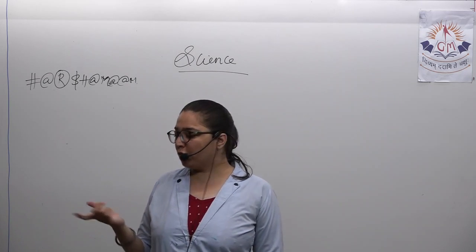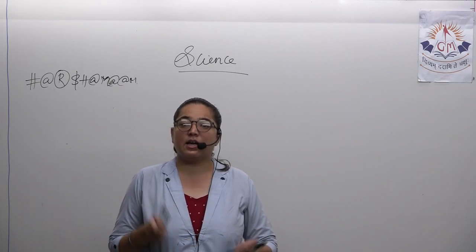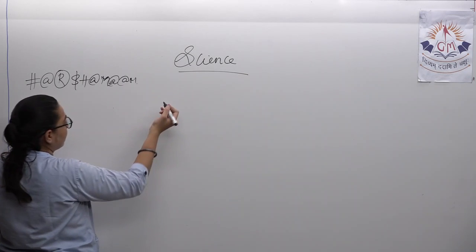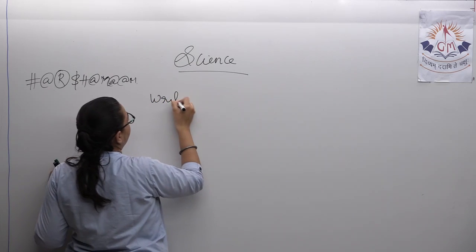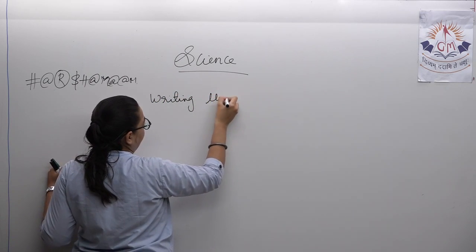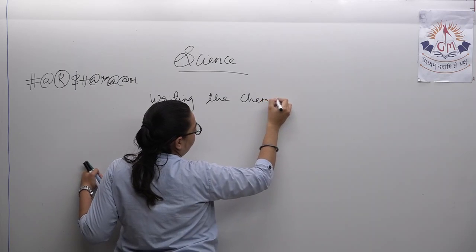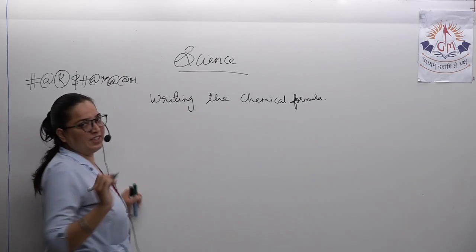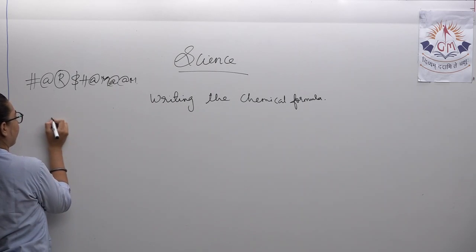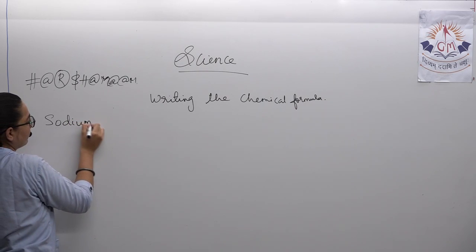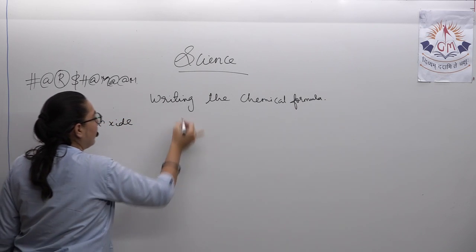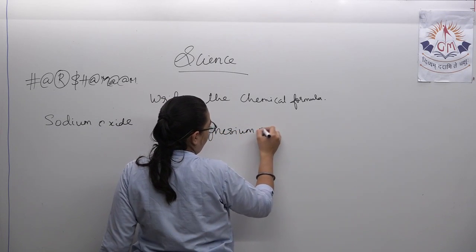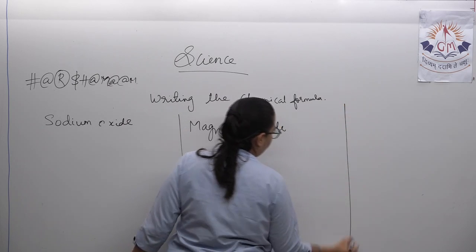Okay, now let's move further on. The next particular thing is how to write any chemical formula. The content we are going to do is writing the chemical formula. Let us take the first example of sodium oxide. Then magnesium oxide, aluminum oxide.